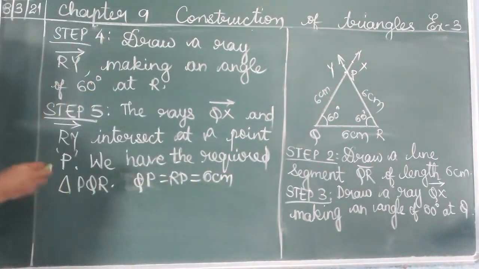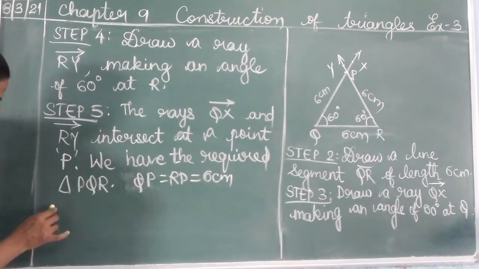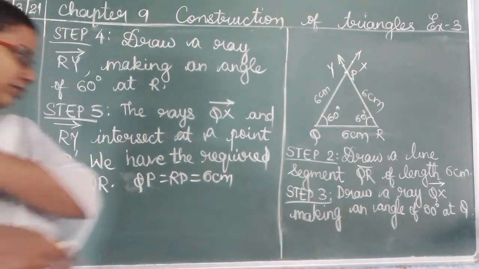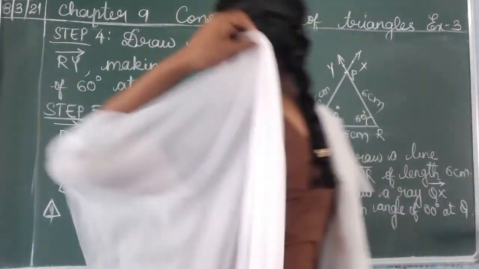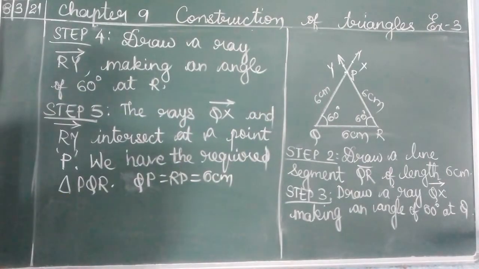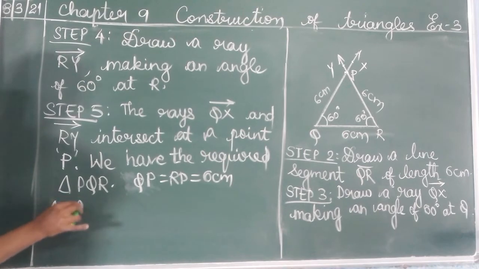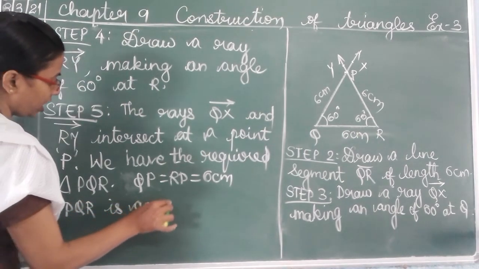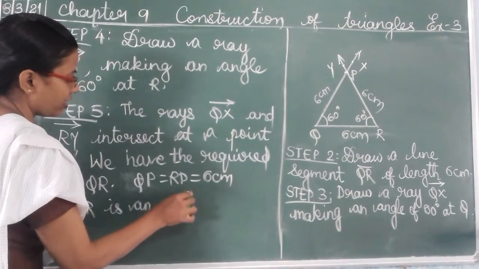They asked you to write the measure of the length and then: triangle PQR is an equilateral triangle.